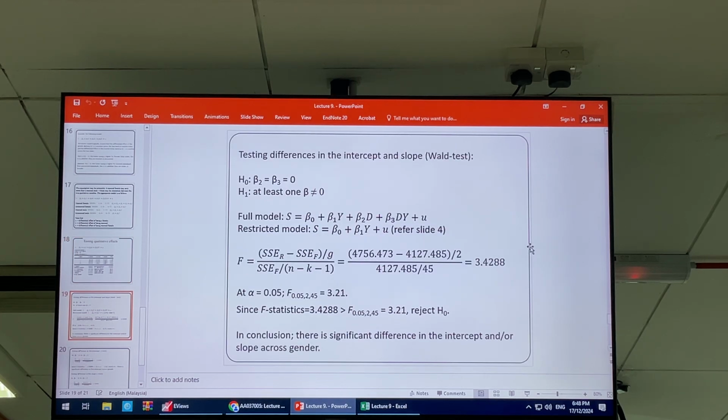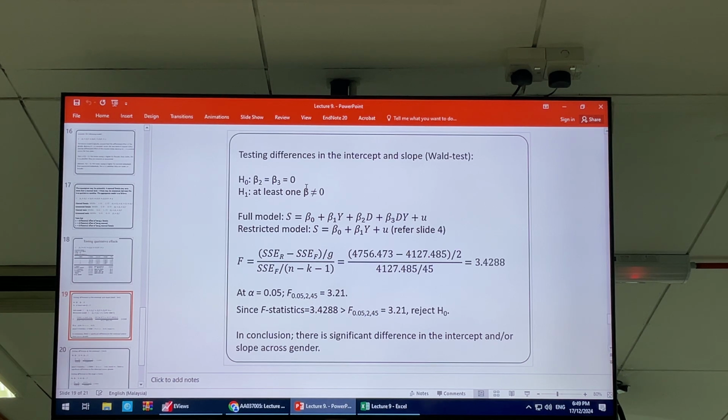So now to perform our testing, although we have the estimate here, we need to perform our testing in order to say, from the statistical point of view, whether it is safe for us to say there is a significant difference or not.